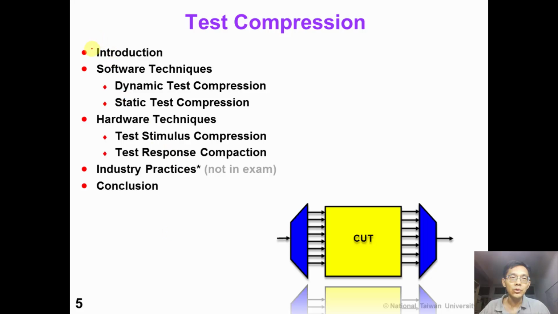In the test compression chapter, we will first give an introduction. Then we will introduce software test compression techniques. We have dynamic test compression and static test compression. After that, we will introduce hardware topics. We can divide them into test stimulus compression and the test response compression. At the end, we will show some industry practice and conclude this chapter.